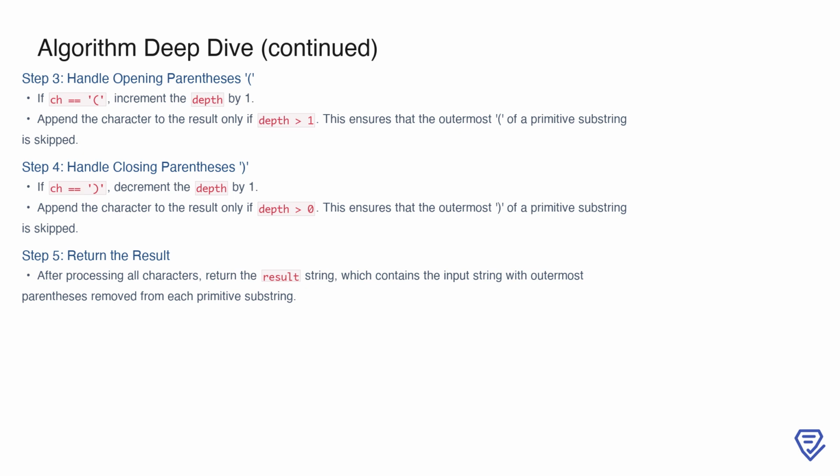For closing parentheses, the depth is decremented by 1, signaling that we are exiting a level of nesting. Similarly, we only append the character to the result if the depth is greater than 0. This allows us to skip the outermost closing parenthesis. By applying these rules consistently, we ensure that only the inner parentheses within each primitive are added to the result string. Finally, after processing all characters in the string, we return the result string, which contains the modified input with the outermost parentheses removed from every primitive substring.